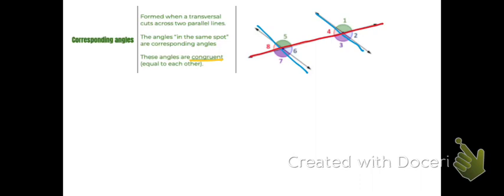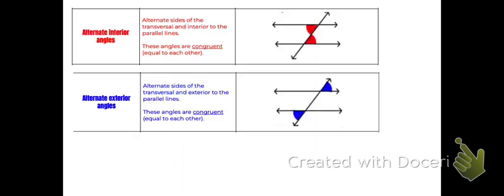For instance, look at angle 1 and 5. They look the same size, right? Notice that they are both above the blue parallel lines and both to the left of the transversal. Or the purple ones, 3 and 7. They're both below the blue parallel lines and to the right of the transversal. They're in the same spot. They correspond to one another and they're always congruent.